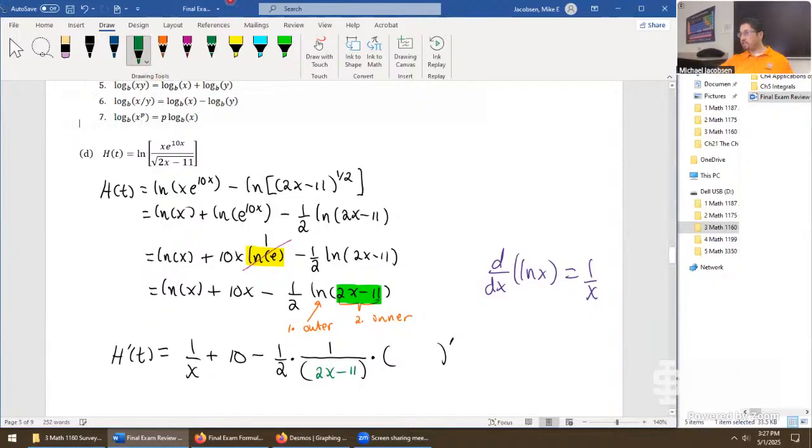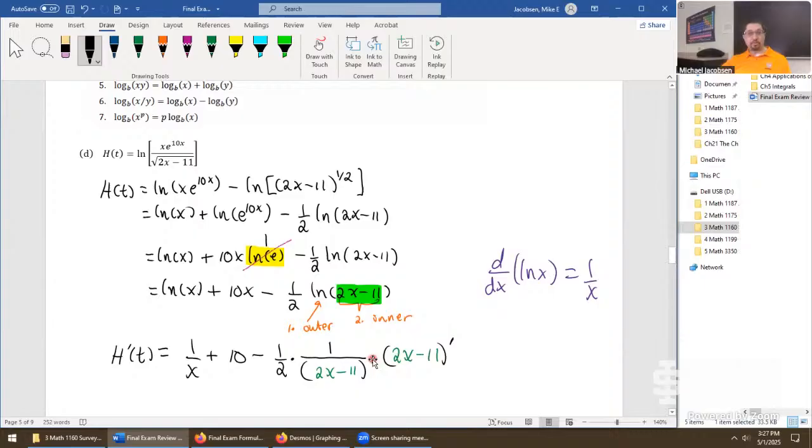2x minus 11 goes here. If this was just natural log x, we would have done this, but now we threw in 2x minus 11, the same exact input. 2x minus 11 will also go here. And now it's just one more derivative to finalize.